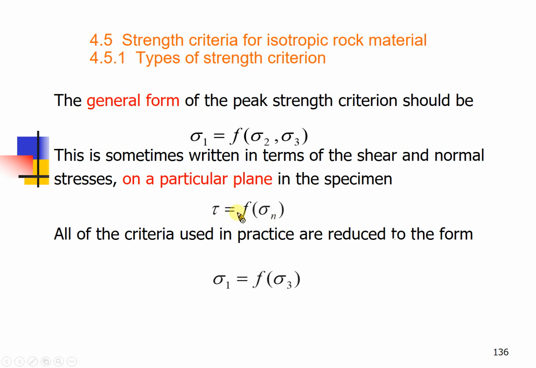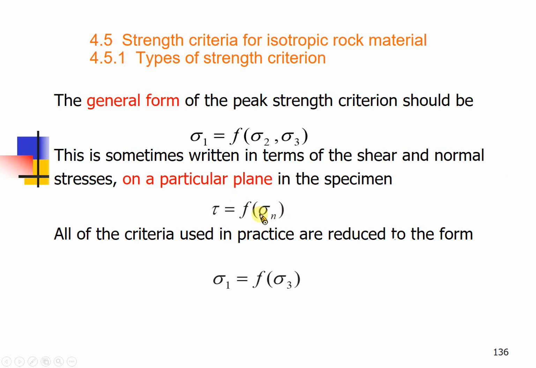For the Mohr-Coulomb failure criterion, we assume the shear stress will be a function of the normal stress. So there is a very big assumption, that we assume the material fails by the shear stress. This is not 100% true. And the other important assumption for the Mohr-Coulomb failure criterion is that we always assume the failure is along a specific plane. So these are the assumptions for the Mohr-Coulomb failure criterion.